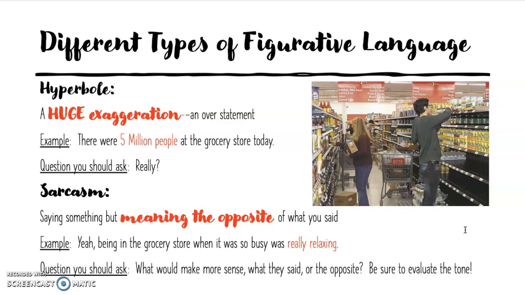So relaxing when it's so busy at the grocery store, right? So that sarcasm means the opposite. It isn't relaxing. It is not relaxing at all. In fact, it makes me stressed, right? So it means exactly the opposite of really relaxing. It makes me stressed. So what you ask for that is you say, would it make more sense what they said or the opposite? Be sure to evaluate the tone because you can hear the tone, right?